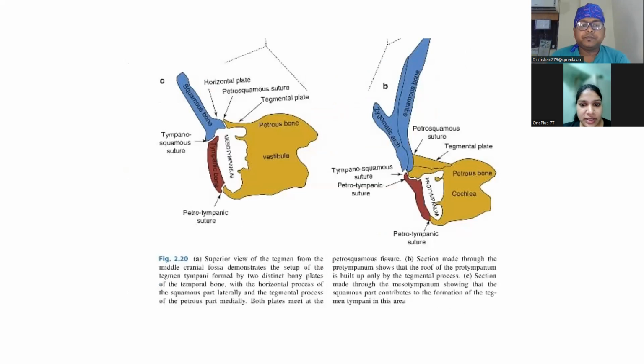Next, here also in the diagram, it is a superior view of the tegmen from the middle cranial fossa, demonstrating the set-up of the temporal bone. Here also you can appreciate the petrous bone, tegmen plate, petrosquamous suture, horizontal plate. In a normal bone, these are very minute structures. So you should know each and every point, so that whenever you are going to drill that bone, you know each and every small part, so it will help you to be precise in your surgery.